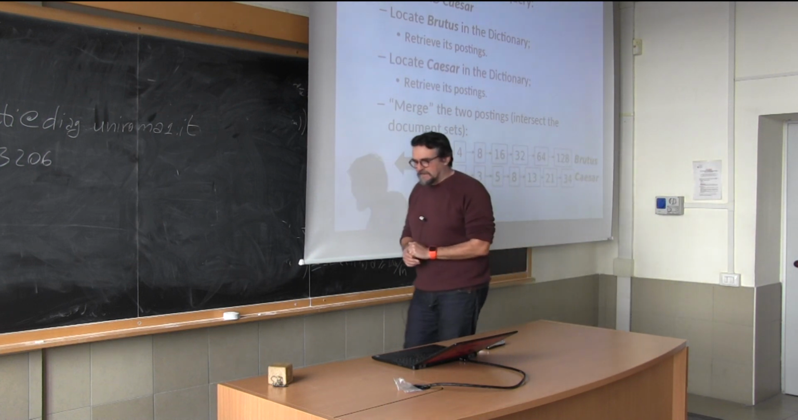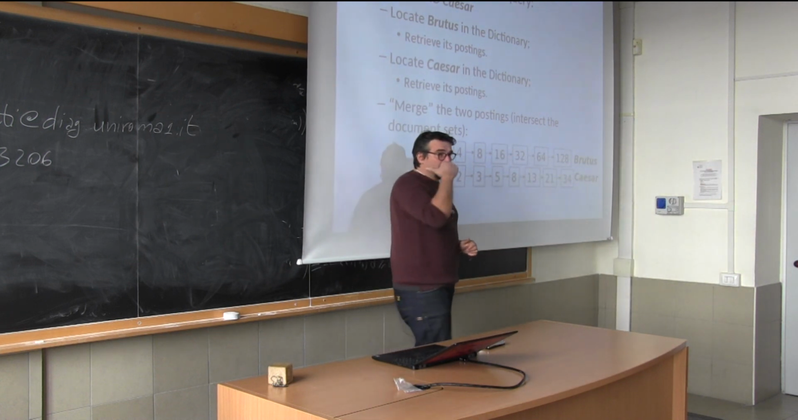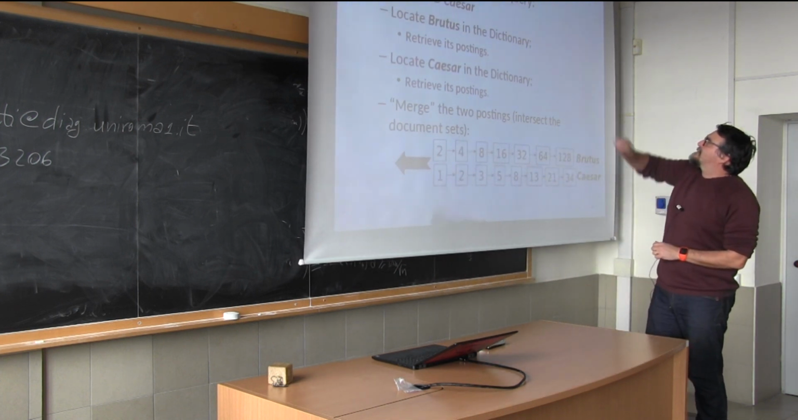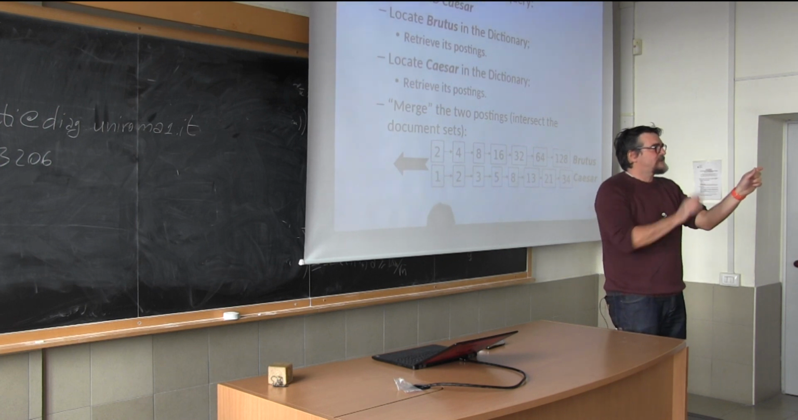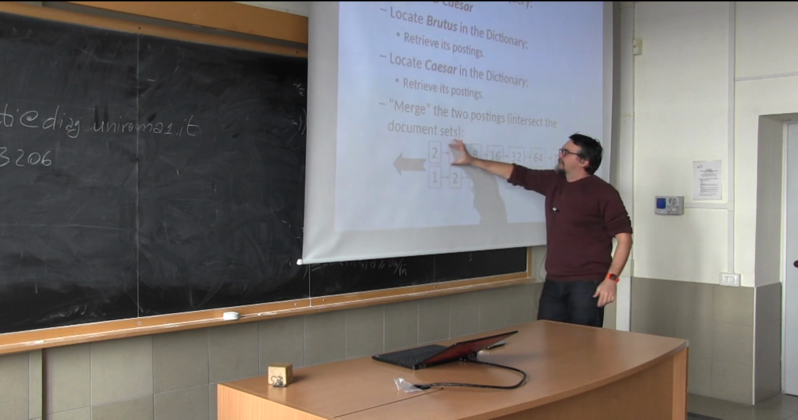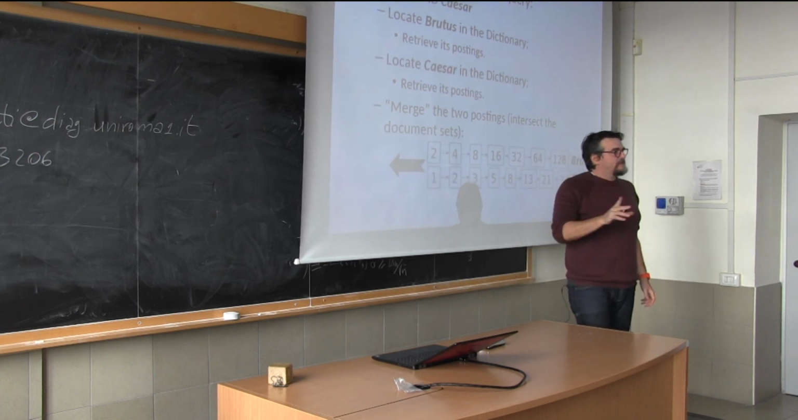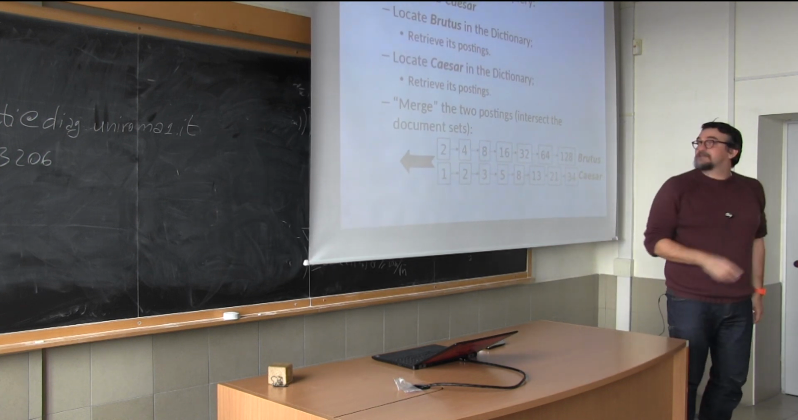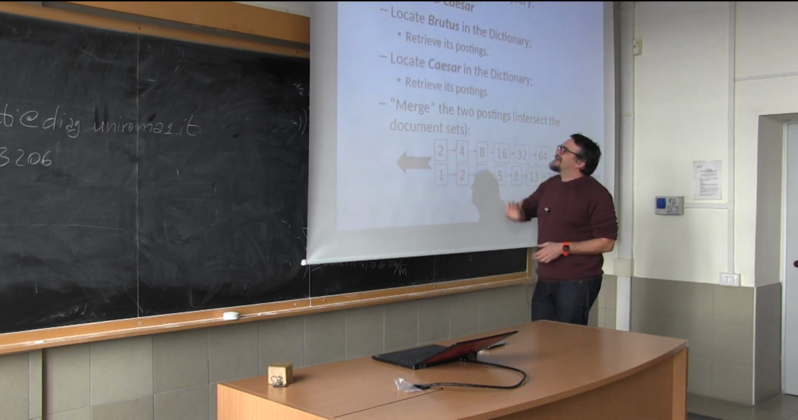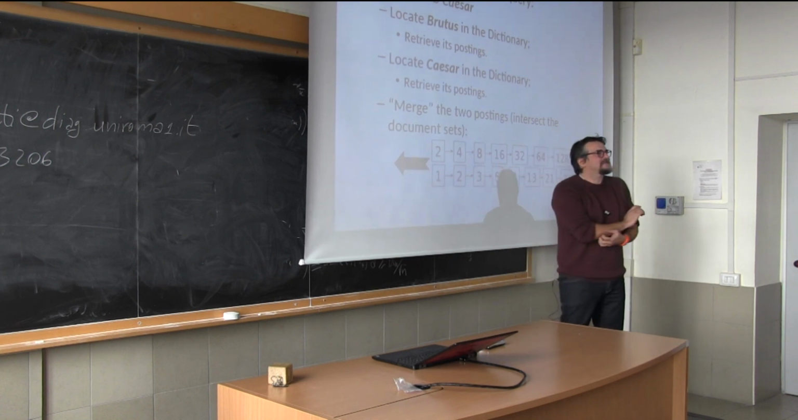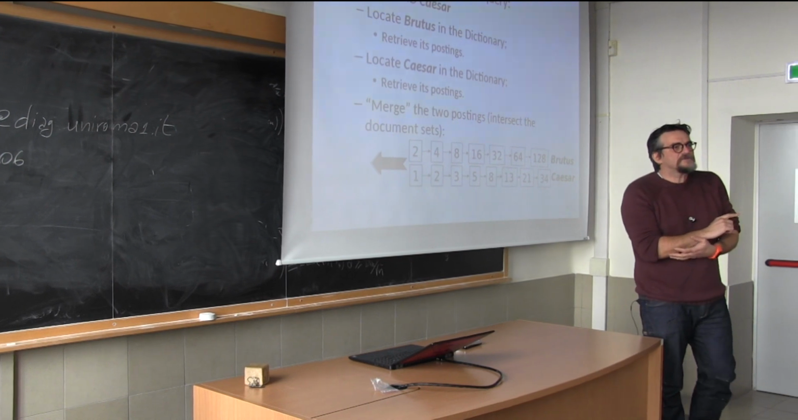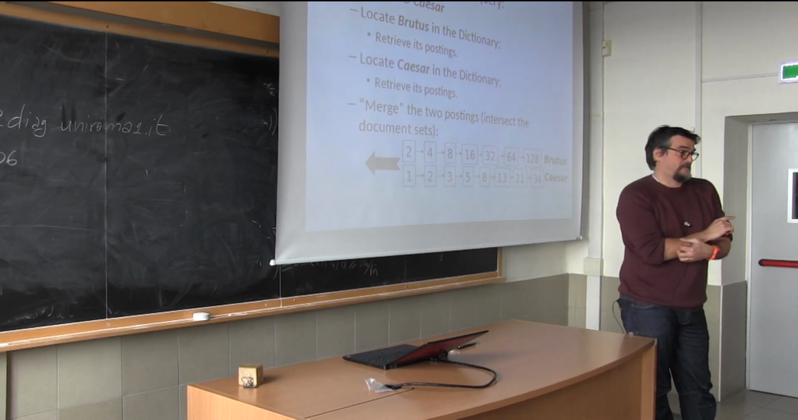So, we already have the dictionary with the posting list. We can get the term Brutus in the dictionary and take the posting list. As an example, it is this one. Then we can take the term Caesar and take its posting list. And then clearly we want to merge, we want to intersect, because as he correctly said, we need documents in which both the terms appear.